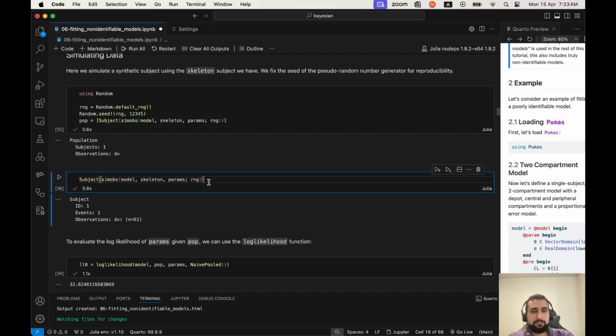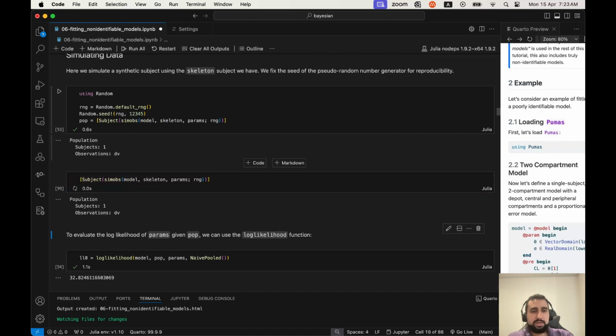Next, we can define a vector of things, any kind of things, using this syntax, opening square brackets and closing square brackets. And so now we basically have a vector of subjects, which is what we call in Pumas a population. And so that's what this one line of code here does. It first simulates a subject given the skeleton that we have, then it converts the output of SimObs to a regular subject, and then it creates a single subject population with the square bracket syntax.